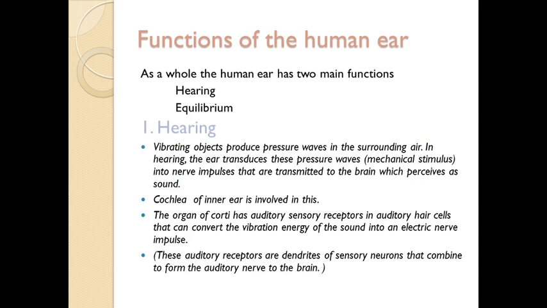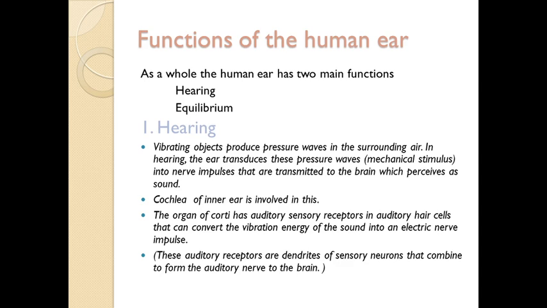So as a whole, the human ear has 2 main functions: hearing and equilibrium. Those are the 2 main functions of the human ear. First, moving on to hearing, vibrating objects produce pressure waves in surrounding air. In hearing, the ear transduces these pressure waves, which is a mechanical stimulus, into nerve impulses, and they are transmitted to the brain, which perceives the sound. So that's the outline of hearing.